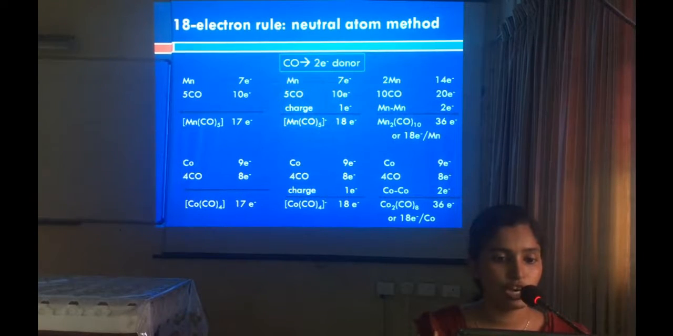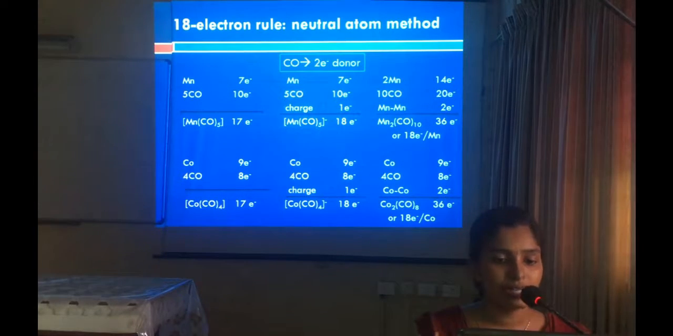So it's a negative charge, so we have to add 1 electron. If it is a positive charge, we have to subtract 1 electron from the total electron count, and we get a total electron count of 18 electrons. Similar is the case of the cobalt-based complex. Okay. So here we can see that these anionic complexes are stable relative to the neutral complex.